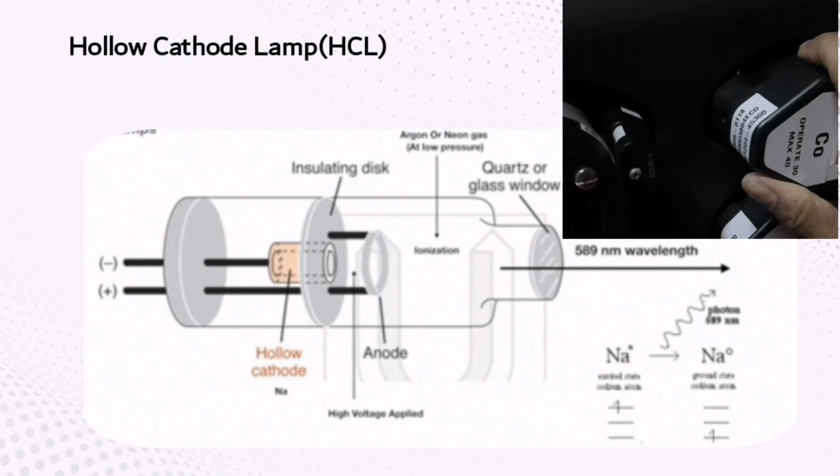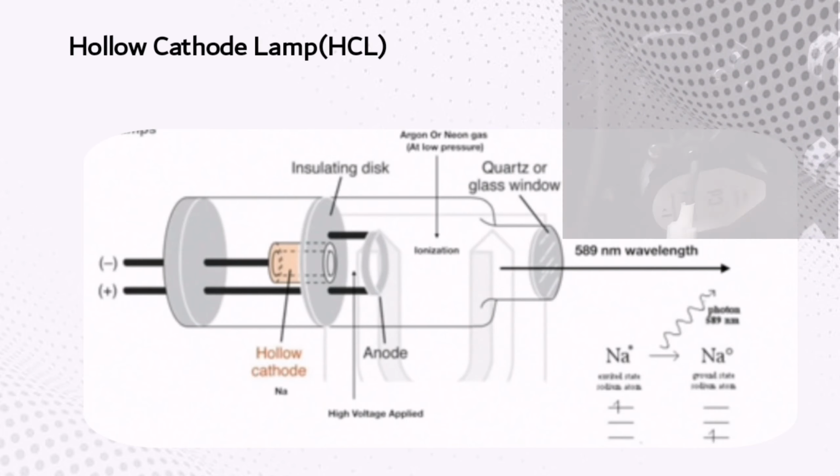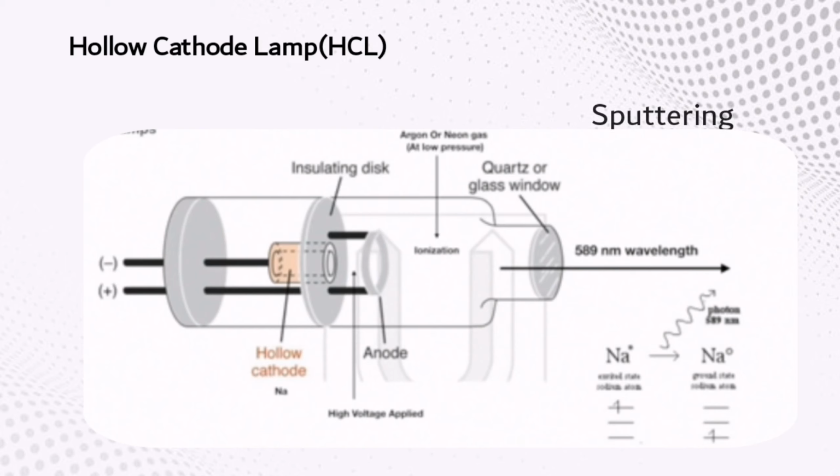When current, that is high voltage, is applied between anode and cathode, the inert gas filled inside gets ionized. The ionized atoms hit the cathode. For example, if we are analyzing sodium, the cathode is sodium. When the inert gas hits the sodium cathode, atoms of sodium are released in the tube and form a cloud of atoms. This process is called sputtering. Some atoms so released will be in a high energy state. High energy state is very unstable, so to become stable, it releases some energy to go back to the ground state or low energy state.